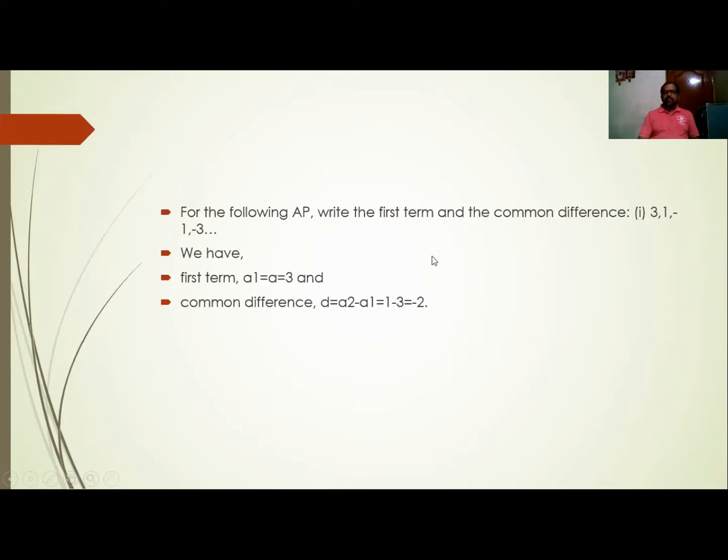No need to find any other difference. If an AP is given, we can find the common difference just by taking the difference of A2 and A1, that is A2 minus A1. Whatever number we obtain will be the common difference for the given AP. Clear? Now let's move ahead.